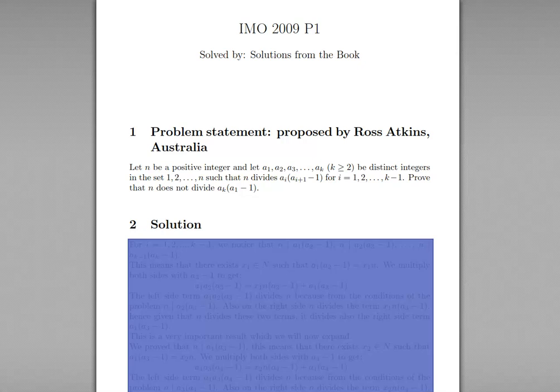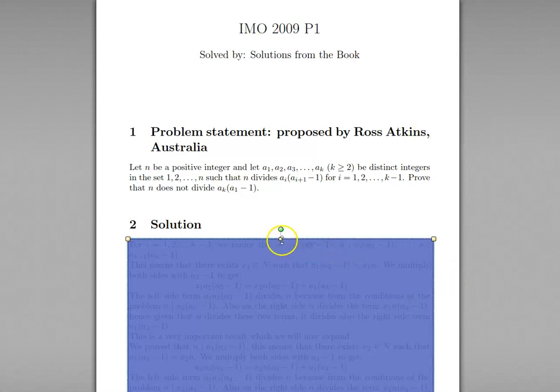The problem states: let n be a positive integer and let a1, a2, up to ak, with k greater or equal to 2, be distinct integers in the set 1, 2, up to n, such that n divides a_i times (a_{i+1} minus 1) for i from 1 to k minus 1. Prove that n does not divide ak times (a1 minus 1). I will go through this solution step by step along with you, so we can all understand the thought process which goes into it.